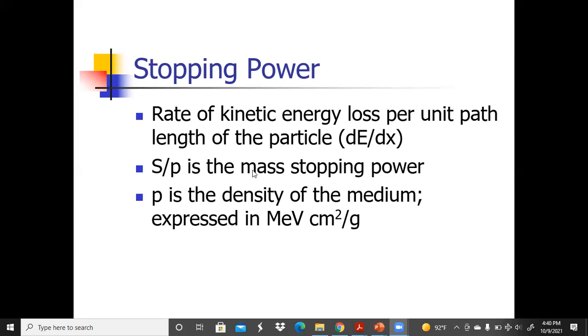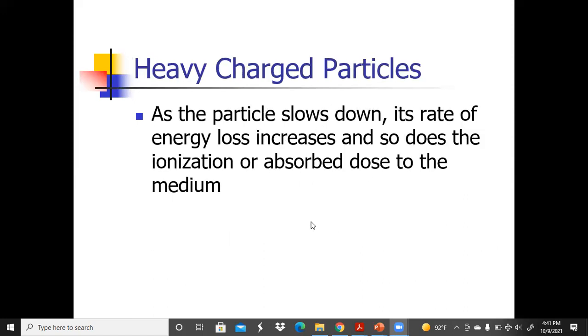So S divided by rho, that should be rho, the density. If you take the stopping power divided by rho, that's going to be the mass stopping power, and this is expressed in MeV centimeter squared per gram. So as the particle slows down, its rate of energy loss increases, and so does the ionization or absorbed dose in the medium.